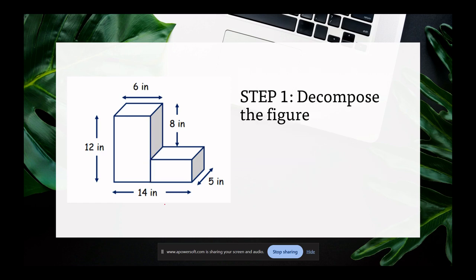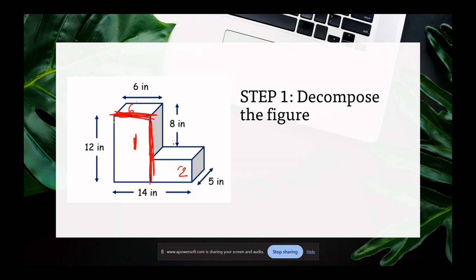So let's get into decomposing the figure. Let's look at this figure. I have one rectangular prism, two rectangular prisms. And I'm going to decompose it at this point. So when I look at it, let's see what rectangular prism 1 has. I can see that the length will be 6.